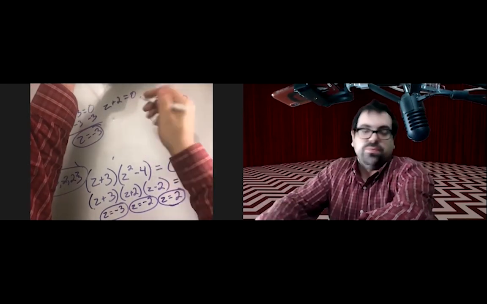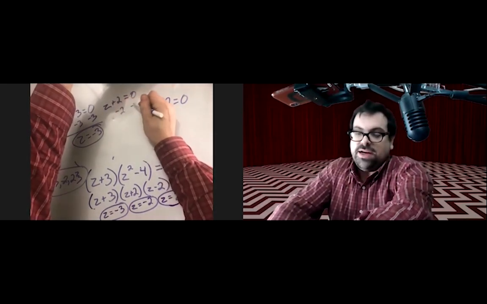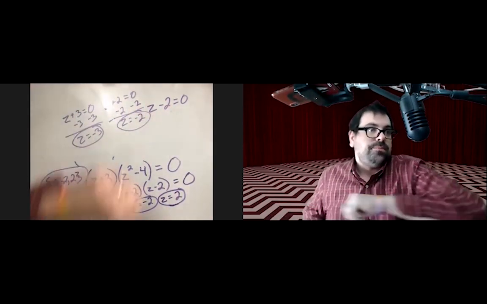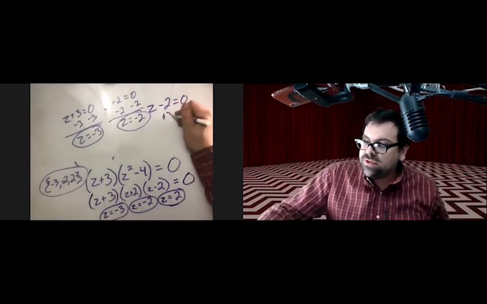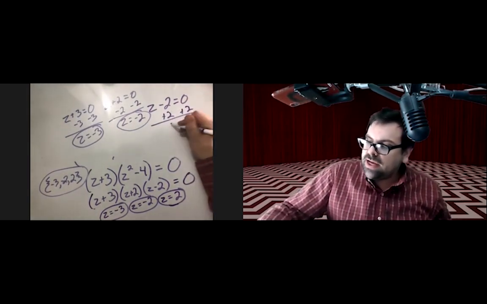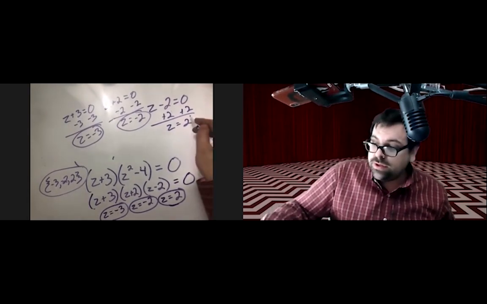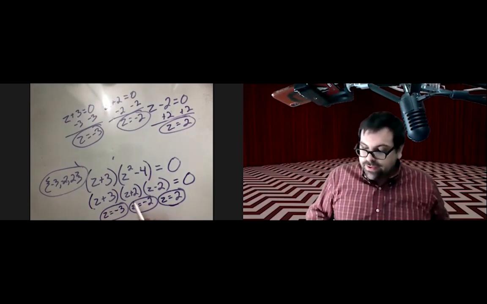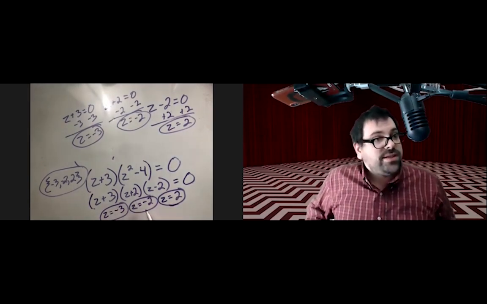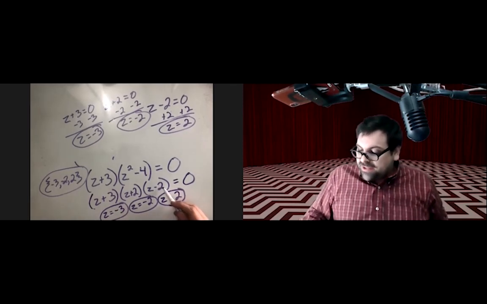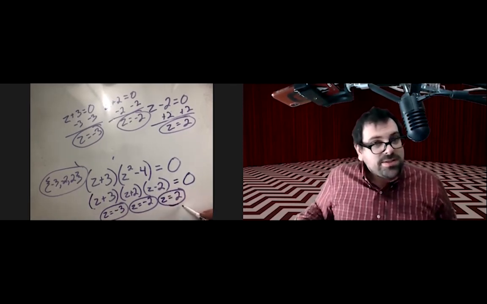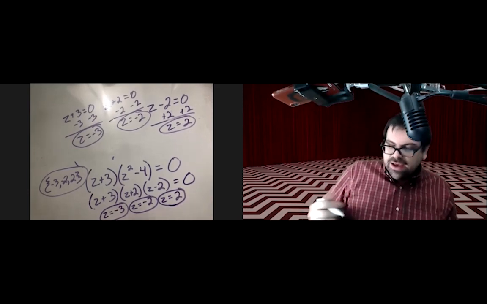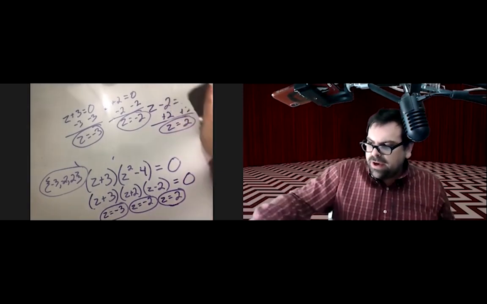Z plus 2 equals 0. I'm going to subtract 2 from both sides. Z equals negative 2. Z minus 2 equals 0. I'm going to add 2 to both sides. Z equals positive 2. Z plus 2 factor gives us an answer of Z equals negative 2. Z minus 2 factor gives us an answer of Z equals positive 2. We get fractions when we have numbers in front because that's what we would divide by.